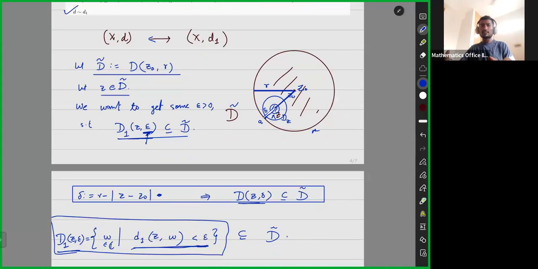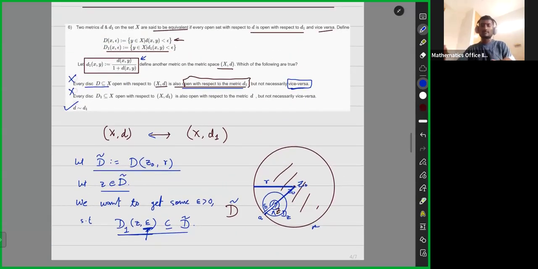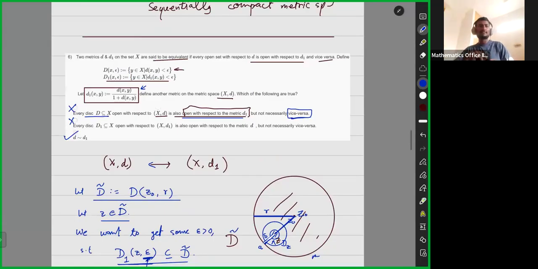But D is not known. What D? But okay, right. If it is a rectangle, no, then the delta ball will not work.